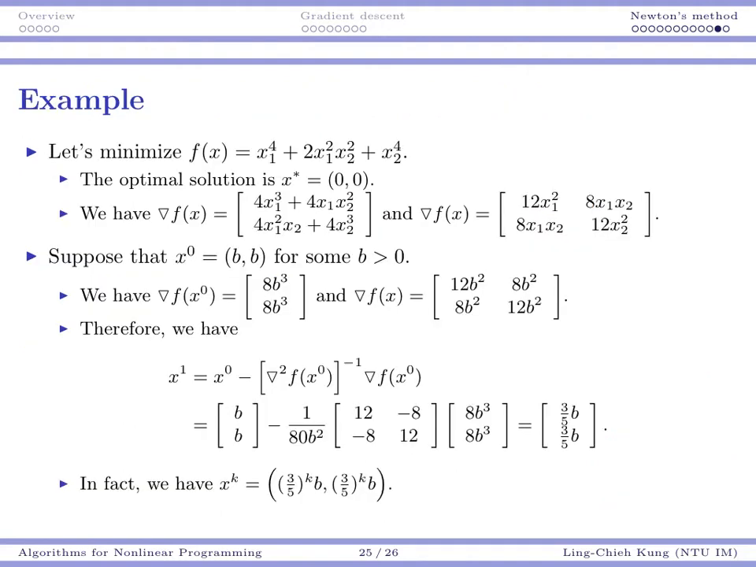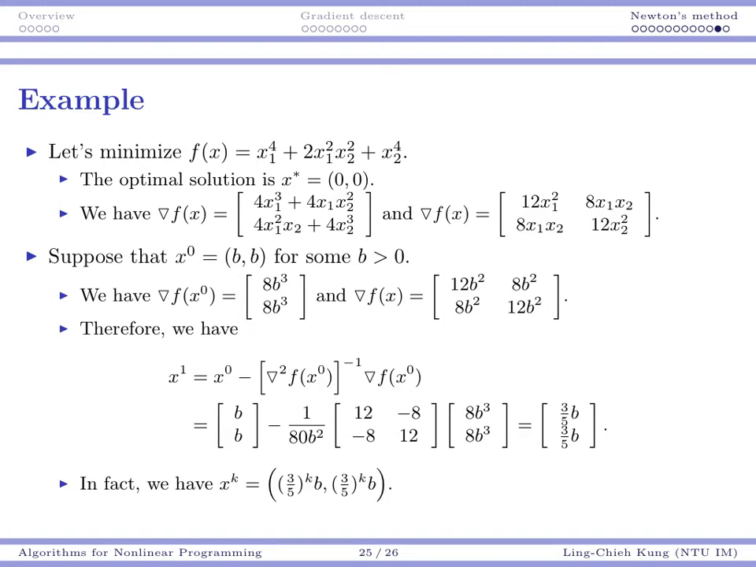Okay, now let's work on this example about two variables. We want to minimize f of x, which is a function of two variables: x1 to the power of 4 plus 2 x1 squared x2 squared plus x2 to the power of 4. Again, we can see that the optimal solution is actually (0, 0). Let's see how we may approach it.